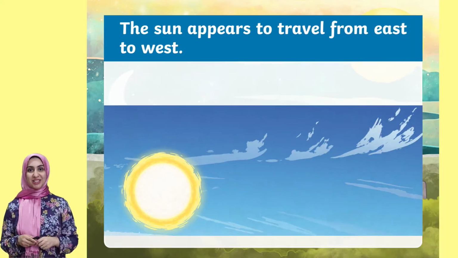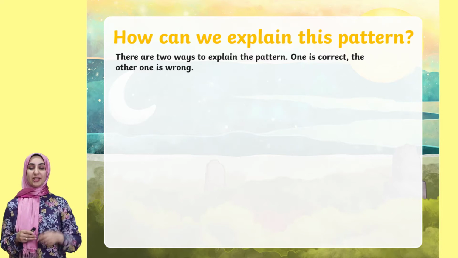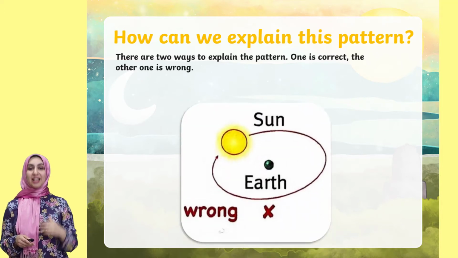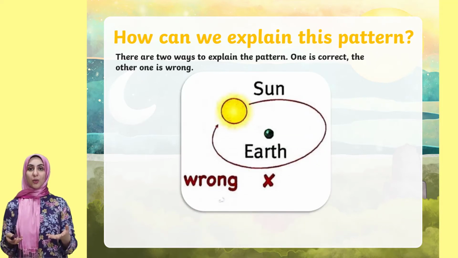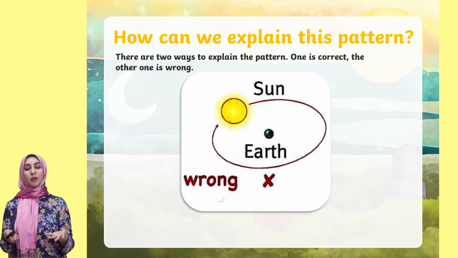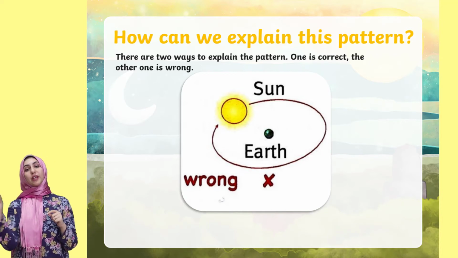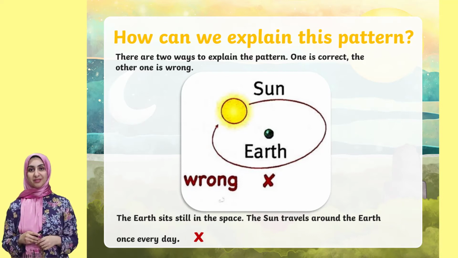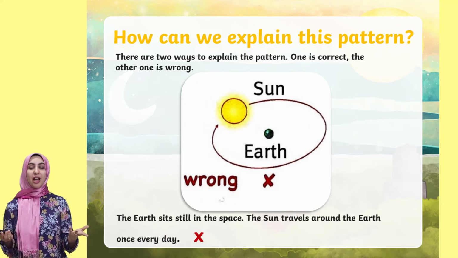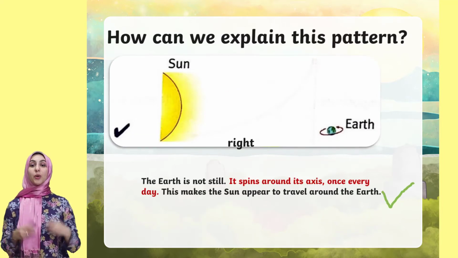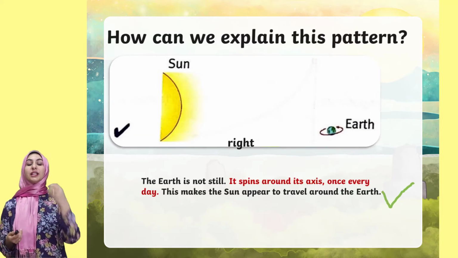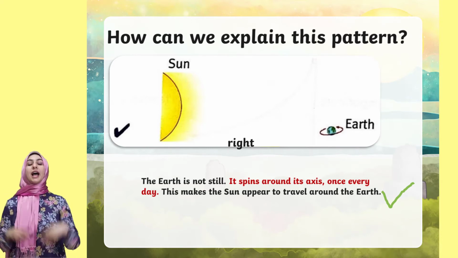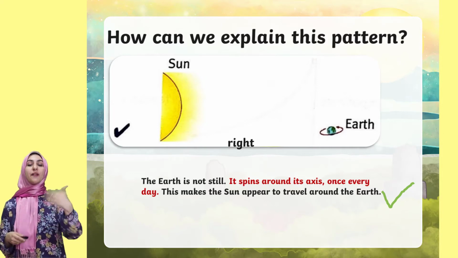To answer this question, we have 2 ways. One way is correct and the other one is wrong. Let's start with the wrong one. The wrong one says the Earth sits still in space while the sun is moving around the Earth once every day. And this is wrong. The sun is not moving around the Earth, right? So the correct way is the Earth is not still. It spins on its axis once every day, and this makes the sun appear to move around the Earth.